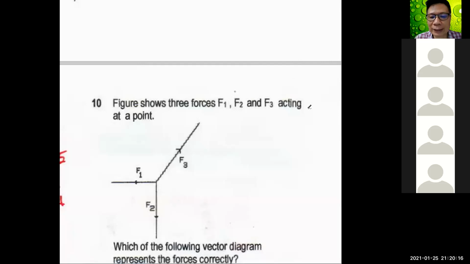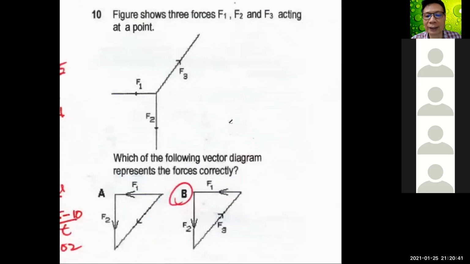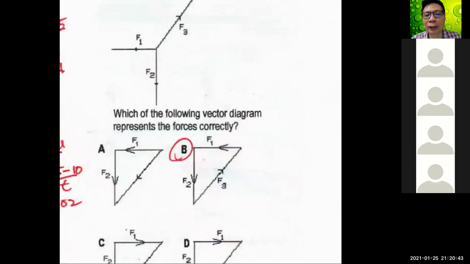So number 10, which one is the answer? Now I want to ask this Menti Tay. Menti, number 10, what answer, Menti? Menti? Okay, Menti give answer, boy, she said B. Okay, let's see. Yes, correct. You are right, Menti. Thank you.